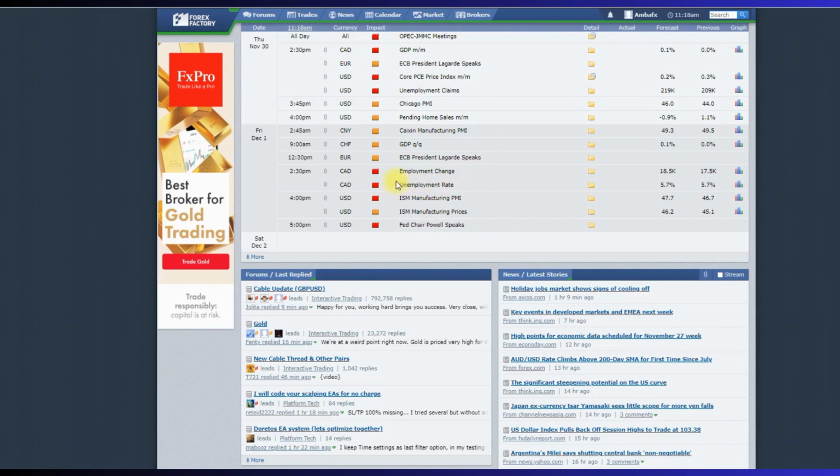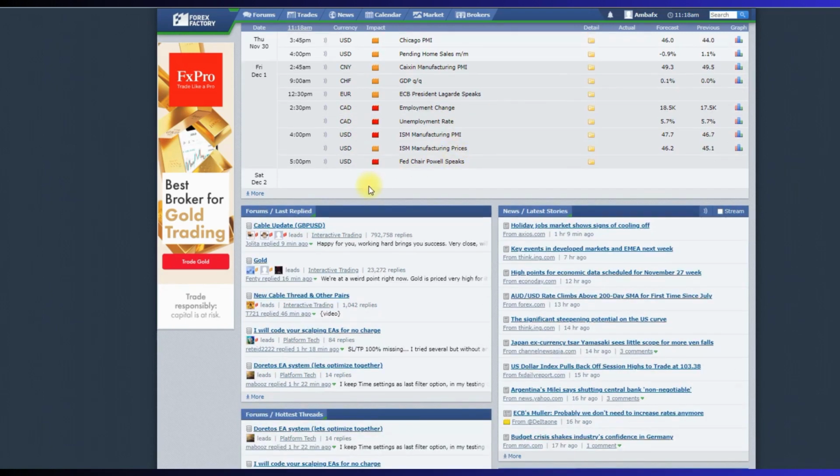So on the last day of next week, we have the unemployment change and unemployment rate from the Canadian dollar, and then there is no FOMC, there's no NFP next week. I think the week after we should see NFP, because I think it's December 1. So I think there is no NFP. The only things we have on Friday, December 1, are the ISM manufacturing PMI, and then a speech from Powell.